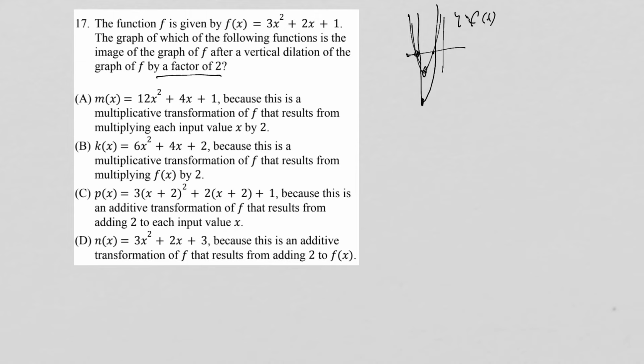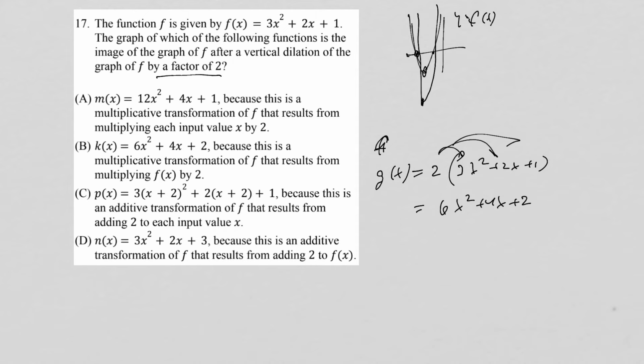The way you get vertical dilation, I'll call it g of x, you just multiply the entire function by 2. So when you distribute that through, you get 6x squared plus 4x plus 2, which is B. That's what causes a vertical dilation. We see it in a sine graph sometimes, sine x versus 2 sine x. All that happens is you put a 2 in front of the whole thing.